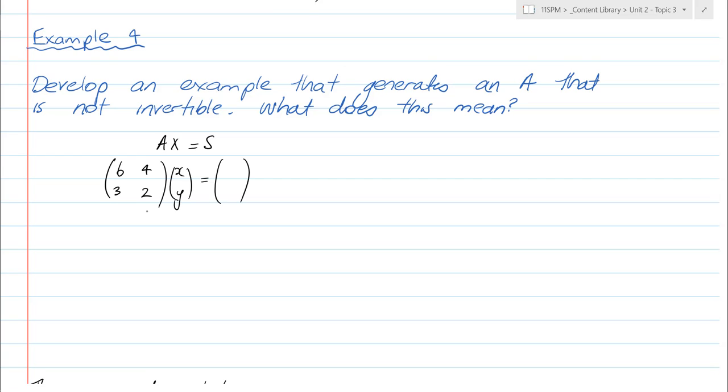Right, okay, so it seems like you guys caught on pretty quick to the fact that the determinant has to be 0 for it to be not invertible, and the determinant here is 6 times 2 minus 4 times 3, which is 0. So this is not invertible.